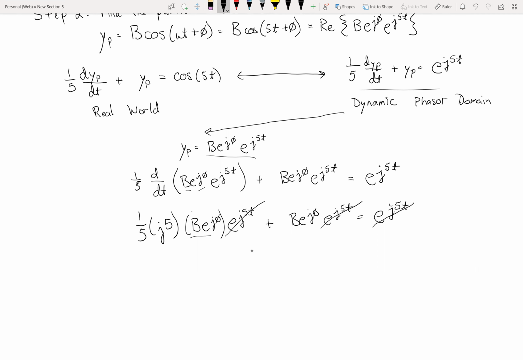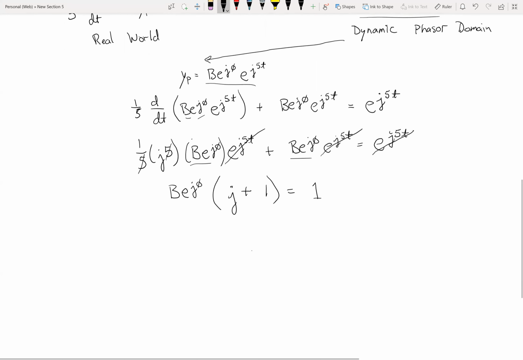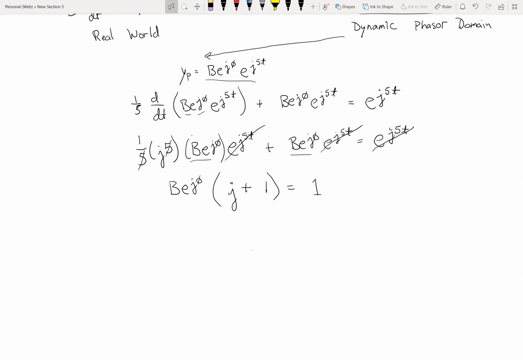We see we have a b e to the j phi in both terms here, so I'm going to factor that out: b e to the j phi. I have a 5 and a 5. They cancel each other. So it looks like this whole thing simplifies to b e to the j phi times j plus 1. If you multiply this out, you'll get the expression above. All of that equals 1. A significantly simpler expression. It's complex, but simple, okay?